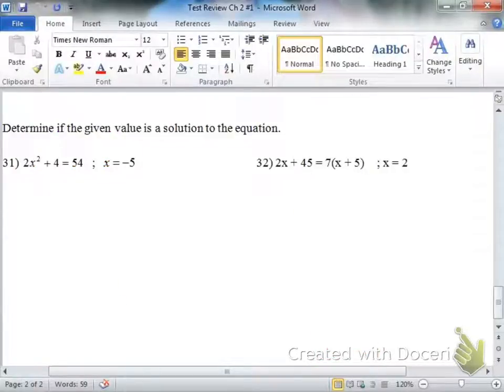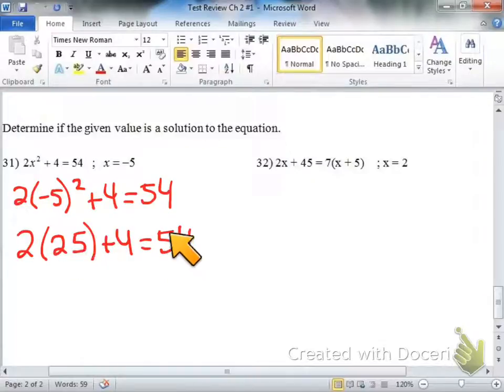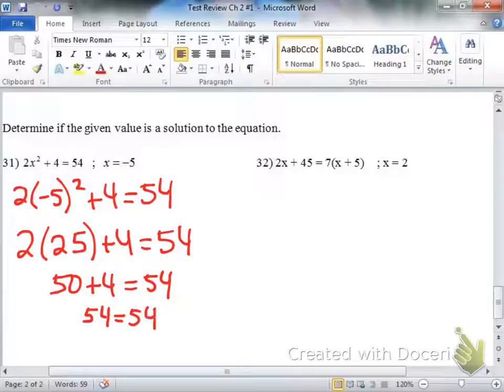So anytime you're determining if something is a solution, you're basically taking all the x's out and putting that number in. If you get something that's true, then yes, it's the solution. If you get something that's not true, then no, it's not the solution. So I need to plug a negative 5 in for the x. Negative 5 squared is negative 5 times negative 5. That's positive 25. And again, I'm just following the order of operations over here. If I get a 54, I know it's true. 2 times 25 is 50. Plus 4 equals 54. This one looks like it's going to be true, right? 54 equals 54. So your answer would be yes, that is the solution. Yes is the answer.